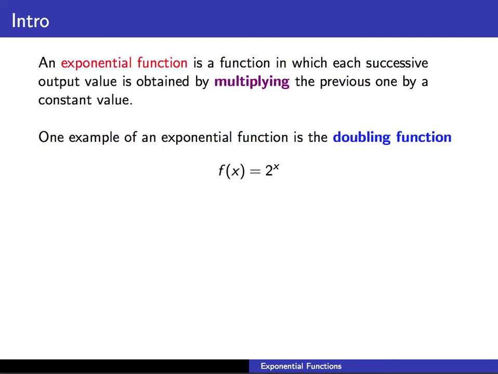So one example of an exponential function is called the doubling function, f of x equals 2 to the x power. So for instance, if we have x equals 3, 2 to the third power is 8. With x equals 4, 2 to the fourth power is 16. So going from an x value of 3 to 4 doubles our y value from 8 to 16. So that's why we call it the doubling function.